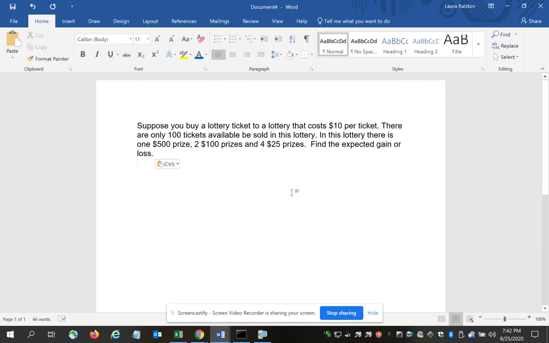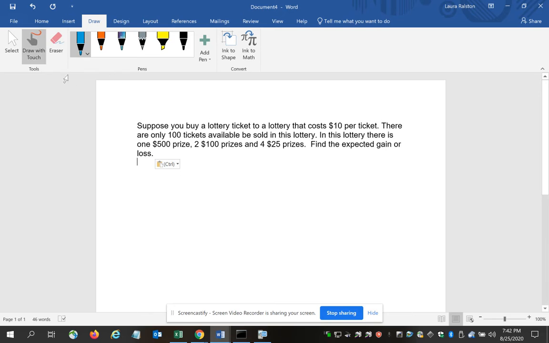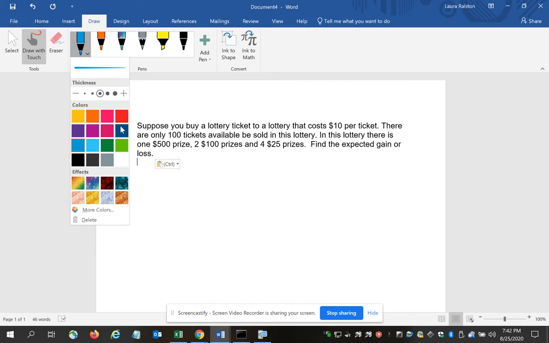All right, question 26 on lesson 10 is a little bit tricky because you have to think about the fact that you paid out the $10 for the ticket. So if we think through the process, they tell you that they're only going to sell 100 tickets, and then it gives you an idea about the prizes. So let me walk you through this particular problem.